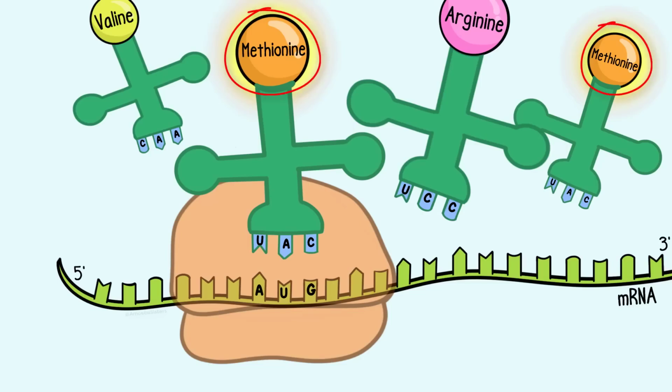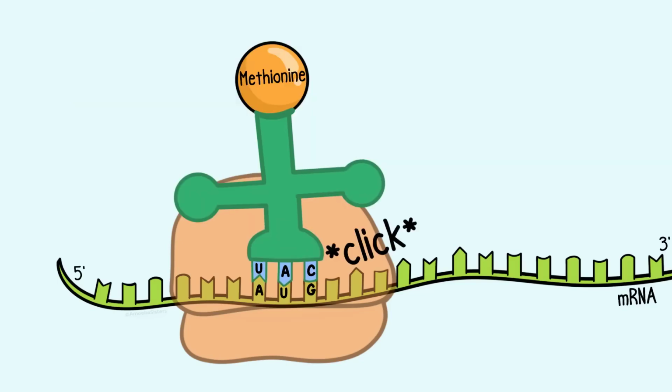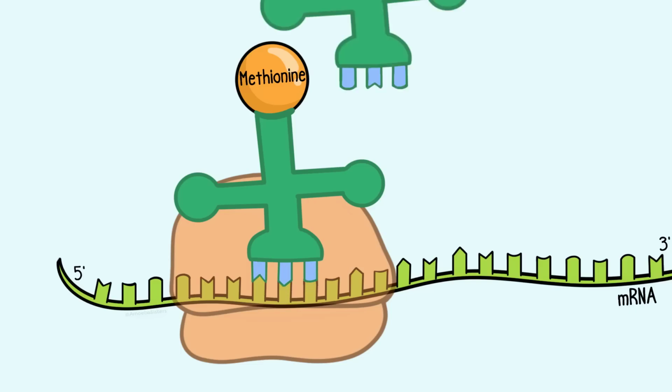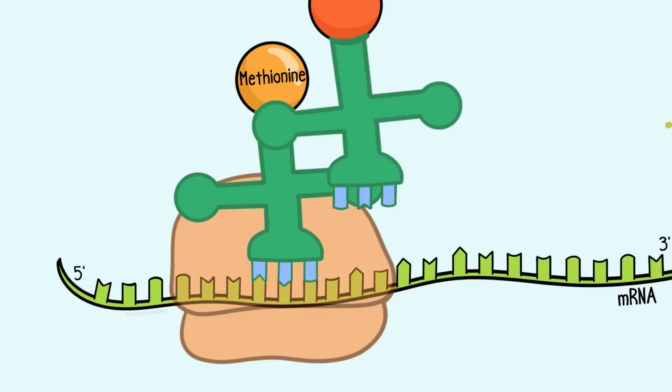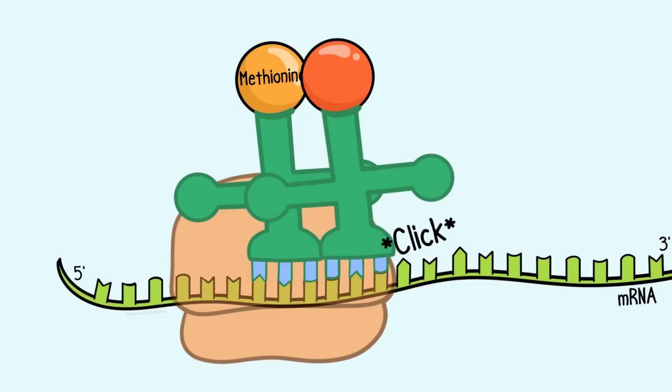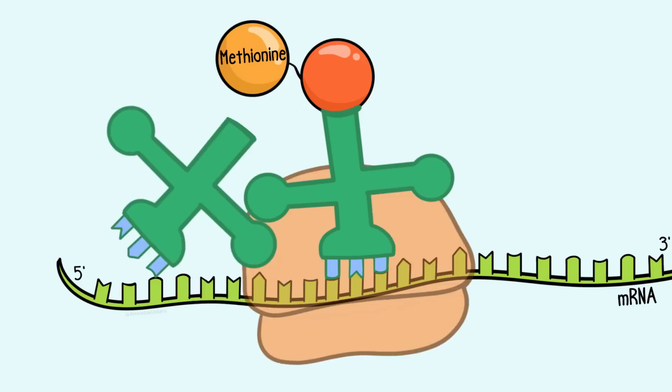A tRNA with the UAC anticodon comes in to pair with the complementary AUG codon on the mRNA. It transfers the amino acid it carries, methionine. The tRNA will eventually leave, but it will leave behind its amino acid. That's the first amino acid before looking at the next codon.